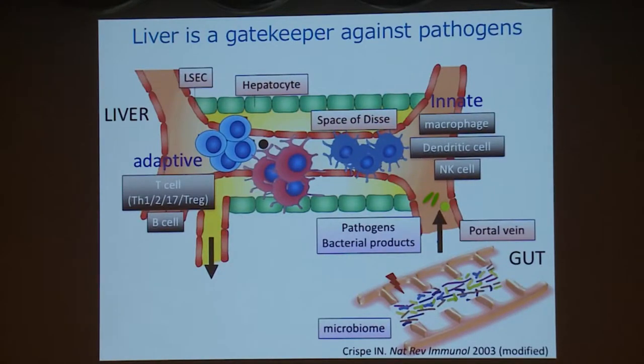Okay, so we need to go back to the liver. The liver faces continuous exposure to many pathogens and commensal bacteria, and commensal microbial products through the portal vein, and various immune cell subsets, macrophages, dendritic cells, NK cells, T cells, and B cells, that carry out both innate and adaptive immunity, eliminate them and maintain homeostasis.